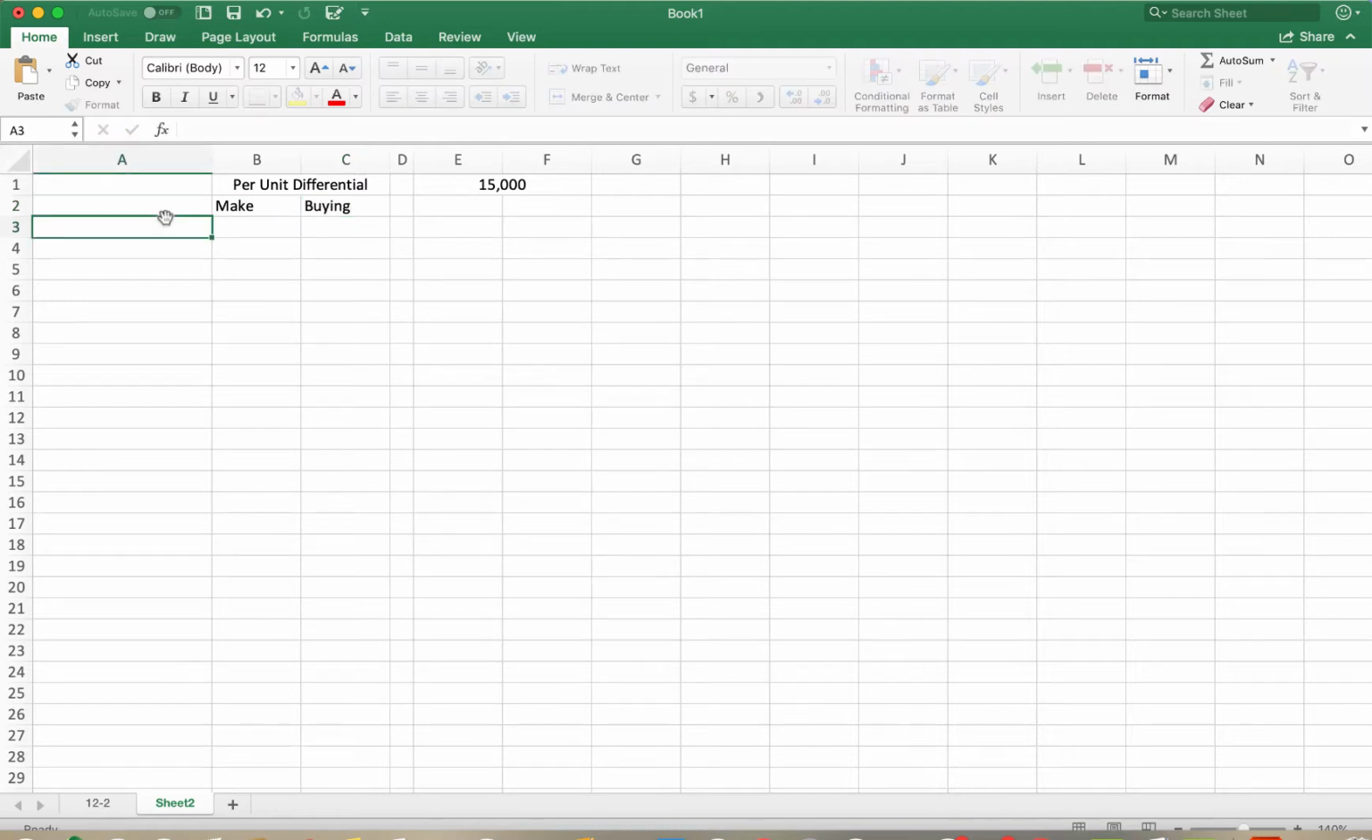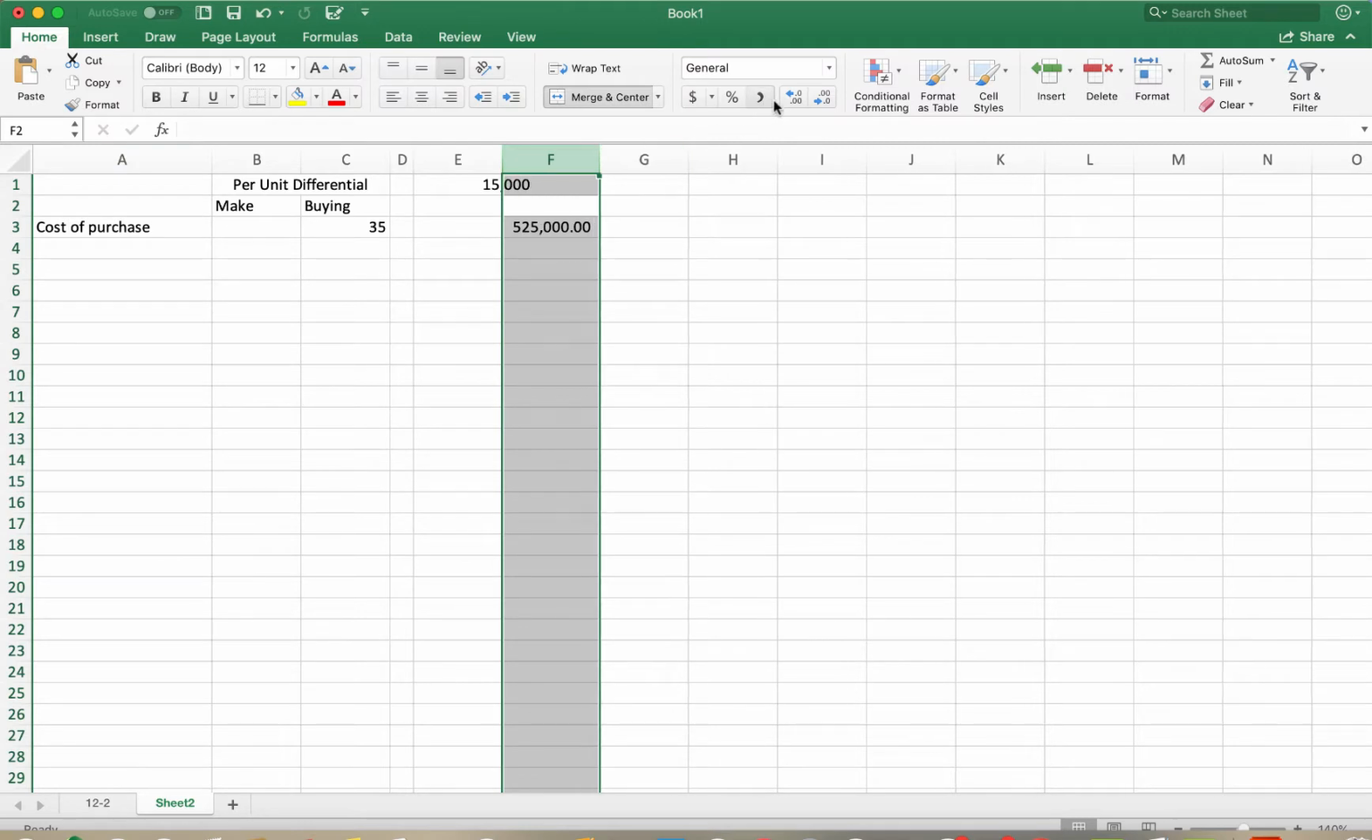And if we purchase these, there's obviously a cost of purchase. In the problem they say that an outside supplier has offered to supply the carburetors that we need for $35. So in total, it's going to cost us $525,000 to buy these carburetors.